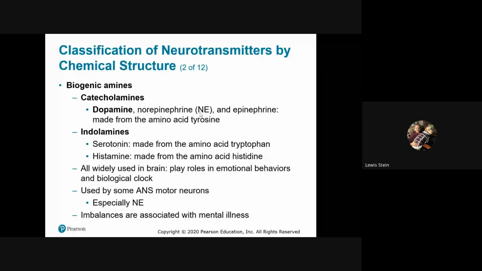But histamine is a potent player in the brain itself as well as a neurotransmitter. And there is so much that's involved with them. And again, the autonomic nervous system, that's the role with norepinephrine and also epinephrine. And really, the crux of treating mental illnesses for the longest time has been with this group.